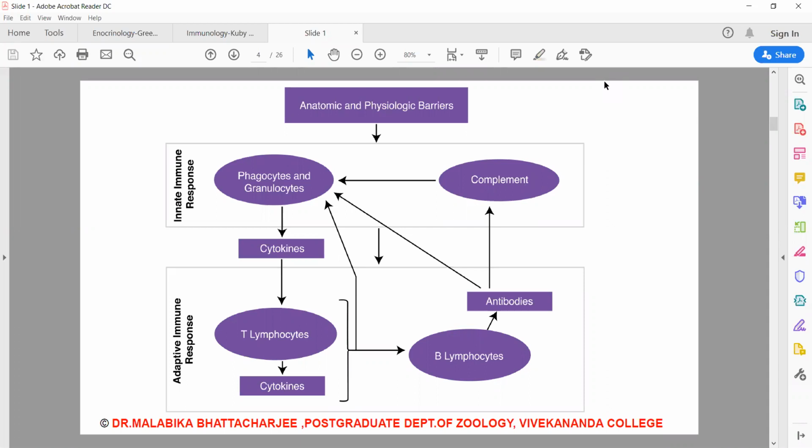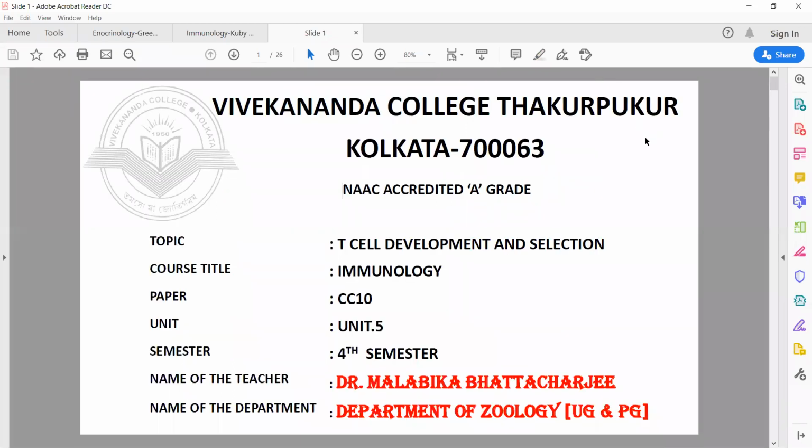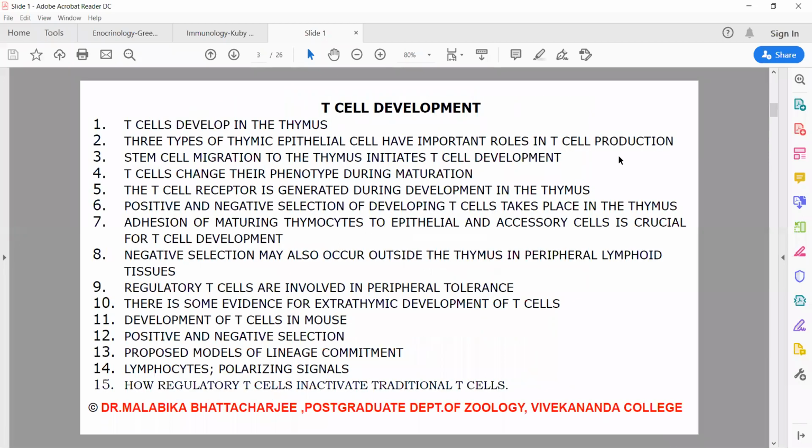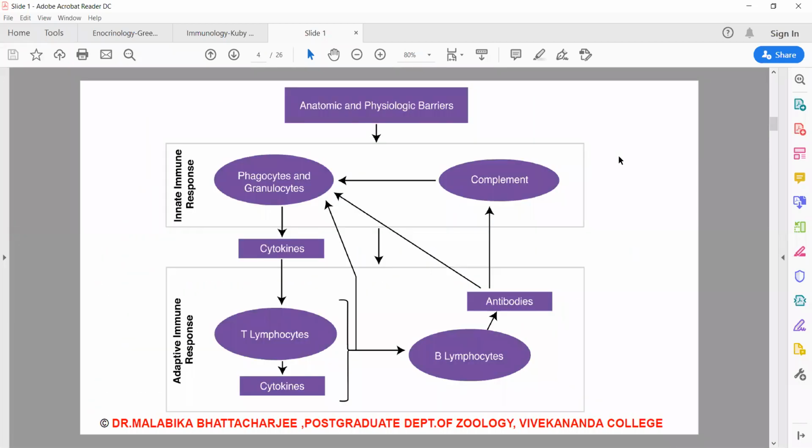Today's class we'll be doing T cell development. As you can see, the topic is T cell development. But prior to going into the main topic, let me just summarize because we have done certain parts of the immune system already. And we know that there are basically two components of the immune system, the innate immunity and the adaptive immunity.